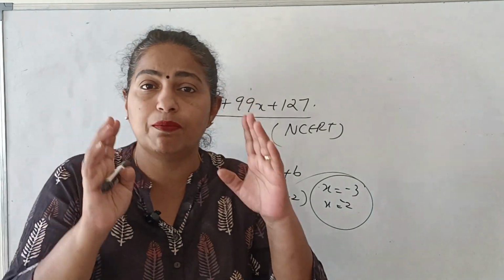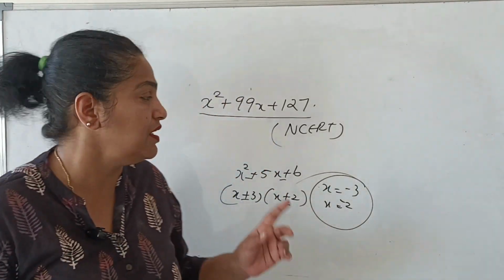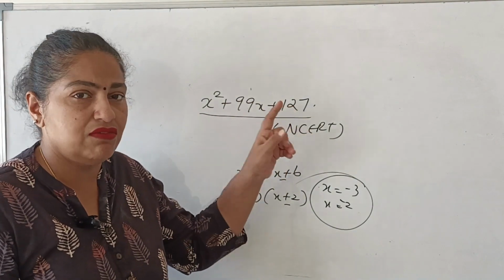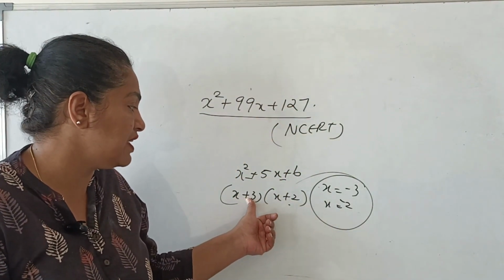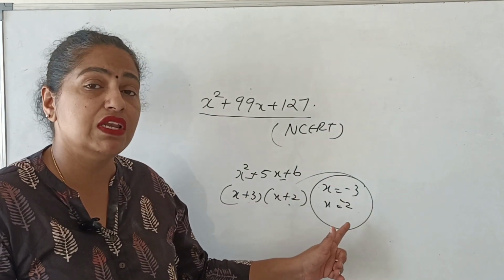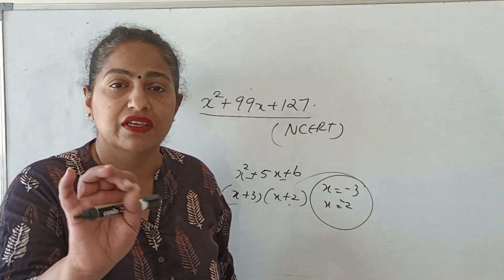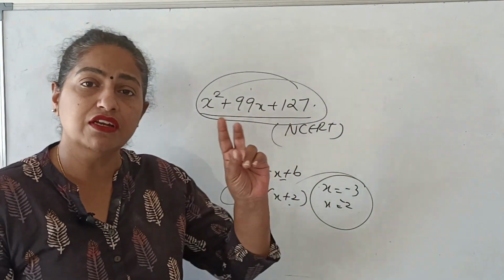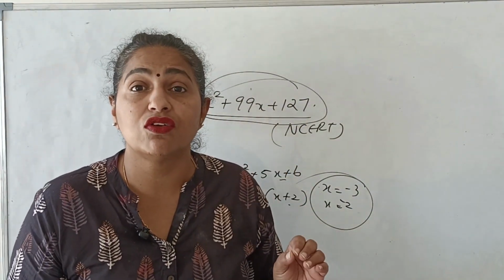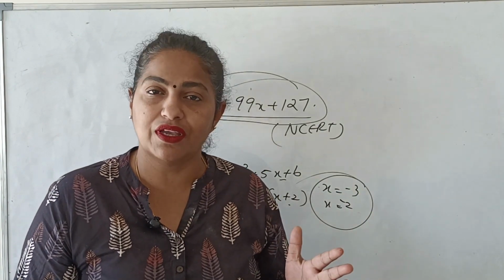You can just use your basic common sense to understand that if all the terms are positive, the factors will always have a positive sign between them with no negative sign. Therefore, the zeros will always be negative. In this particular case, because it is a quadratic, two zeros are there, and both the zeros will be negative. Okay.